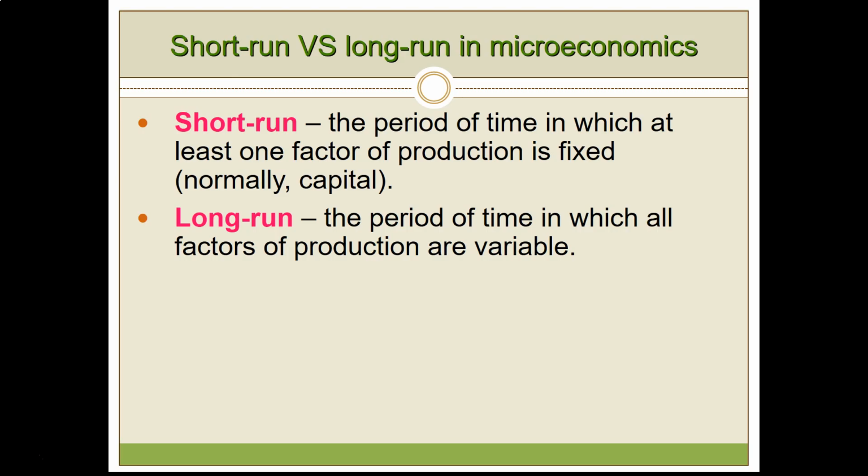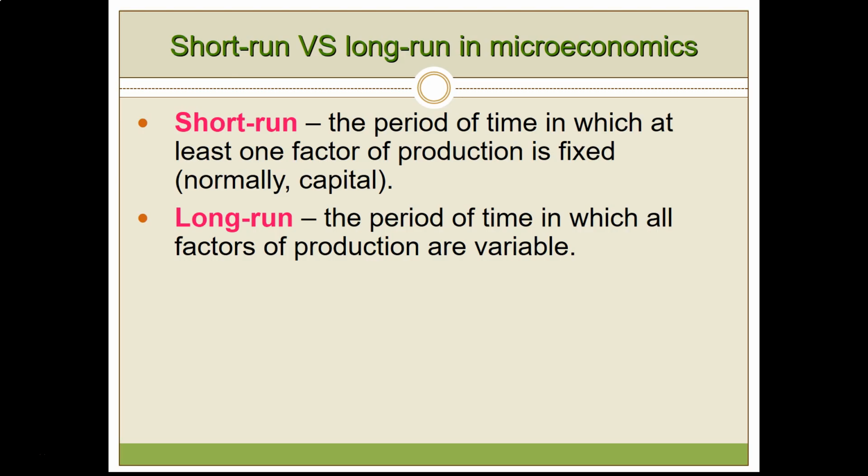How long will it take us to double our capital, to purchase another oven and another microwave? Maybe an hour. We just drive to the nearest Argos store or even Tesco or any other store which sells domestic appliances. We purchase another oven and another microwave, bring it back, plug it in, and that's it. And we're ready. We've doubled our capital. We can produce twice as many pizzas as before.